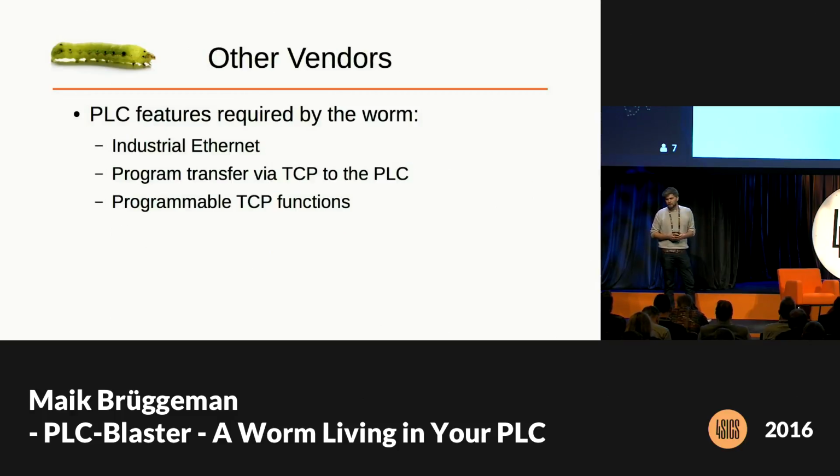Then we looked at other PLC vendors because we were interested if this is a Siemens-specific problem or if other PLC vendors are also affected. And we need three basic features. The first was industrial Ethernet. We need to connect to these PLCs. The second feature is that we need to transfer new programs onto the PLC via TCP. And in the end, we need programmable TCP functions to implement the protocol that is used for program transfers.